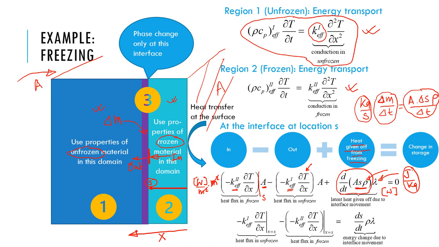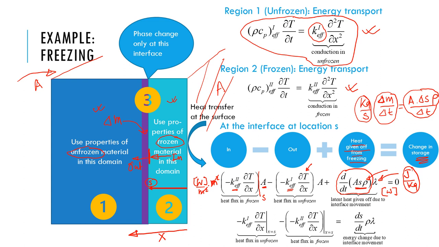And so we have everything consistent, and change in storage is going to be 0 because we are doing the balance at the interface. It has no volume, so it cannot be storing energy.